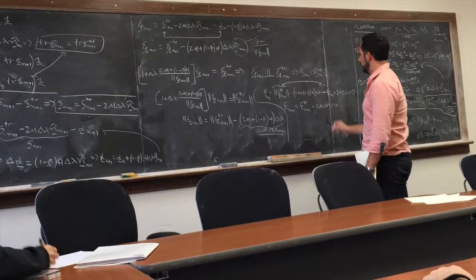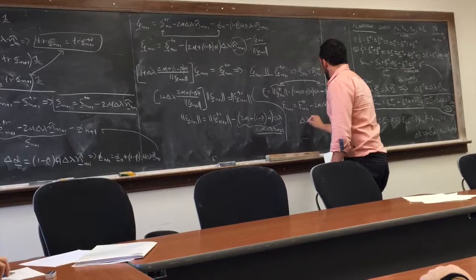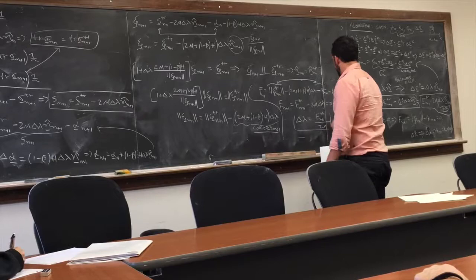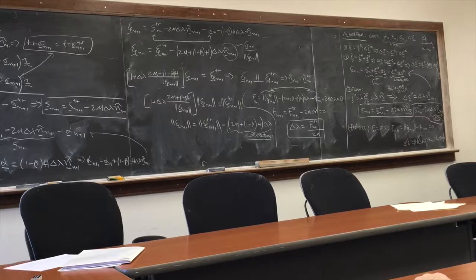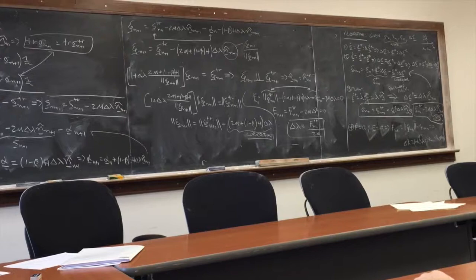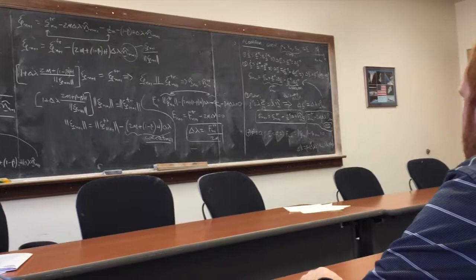In other words, delta lambda, my plasticity, always equals, does that look familiar? It's identical to what we had before. Delta lambda was also F at n plus 1 trial over 2 mu. With the only difference that the F was different. It was L2 norm of S minus kappa.